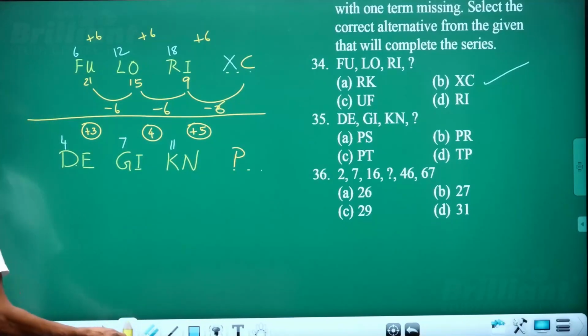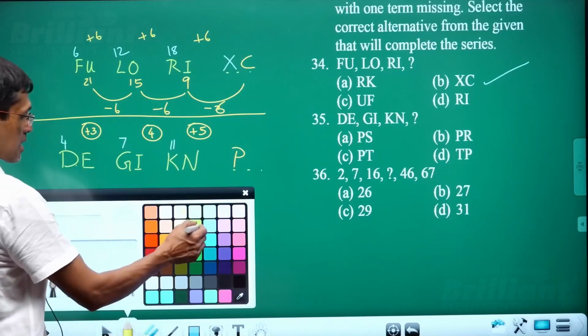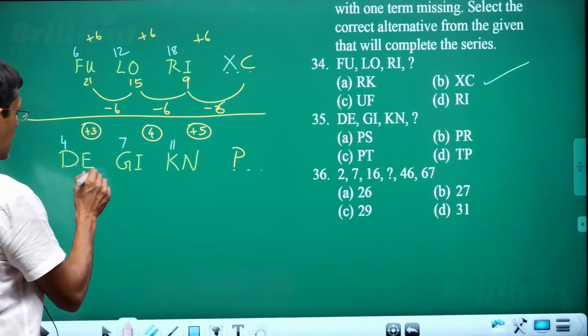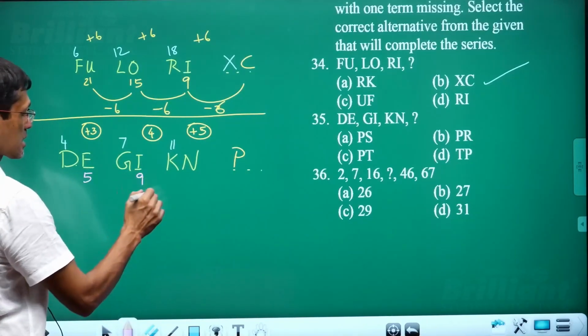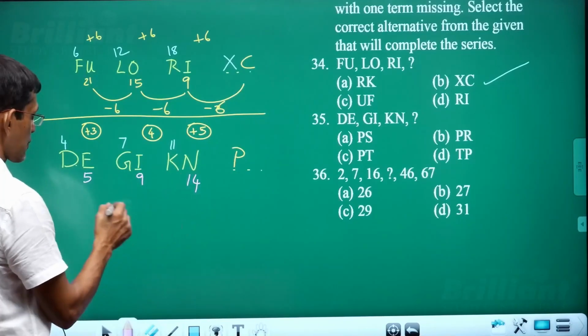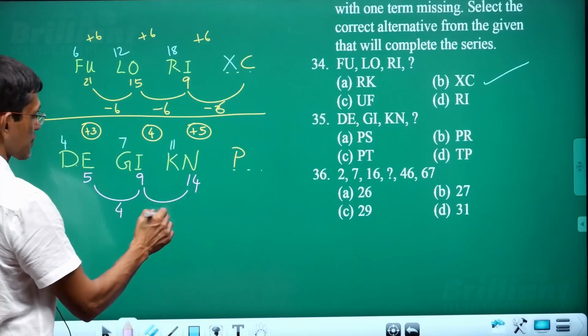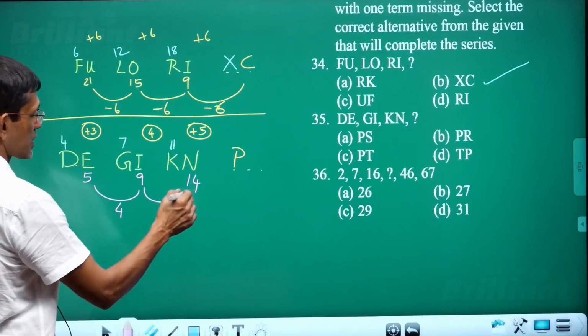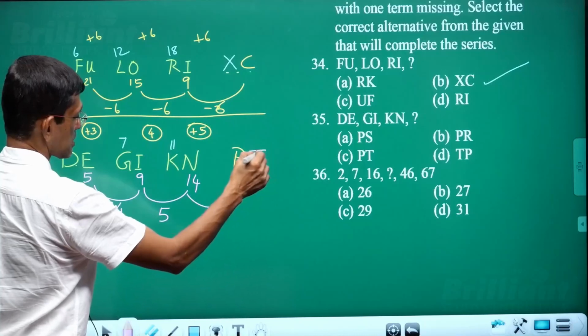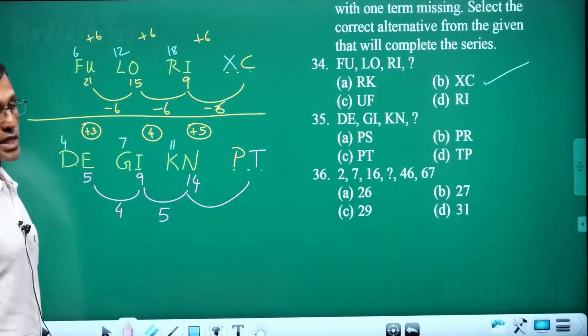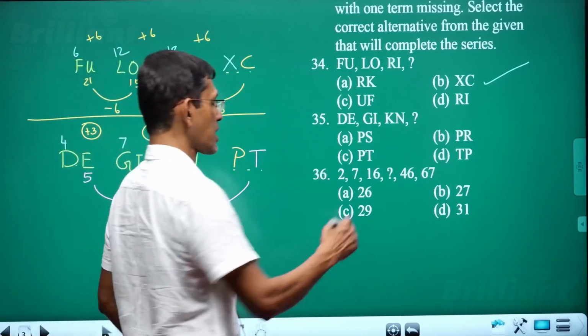So let's look at the second letters. Second letters are 5, 9, 14. So 5 plus 4 is 9. 9 plus 5 is 14. 14 plus 6 must be 20. So the answer must be PT. So we have the answer right here, PT.